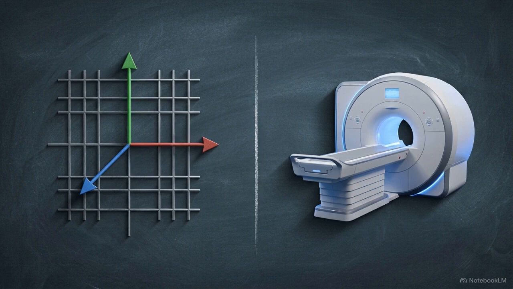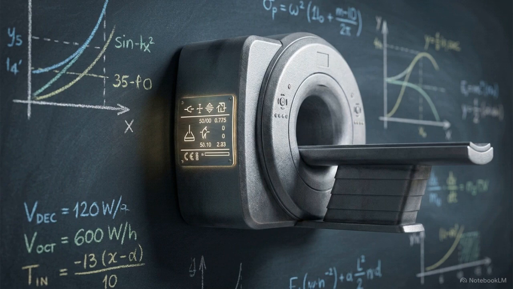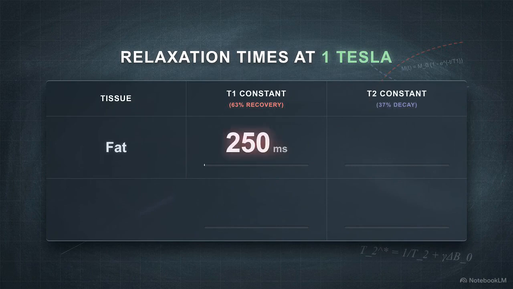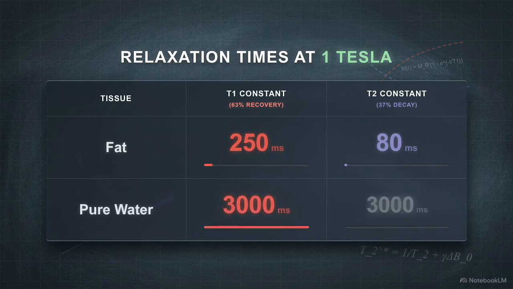We can apply this dual mechanism model directly to concrete clinical data, specifically using relaxation times measured at a standard field strength of 1 Tesla. This table compares the relaxation times of fat and water to show how these theoretical models behave in practice. Fat reveals a massive divergence in its vectors, a 250 millisecond T1 recovery paired with a rapid 80 millisecond T2 decay. Water exhibits massive values on both fronts, an incredibly slow 3000 millisecond T1 recovery and an equally long 3000 millisecond T2 decay.